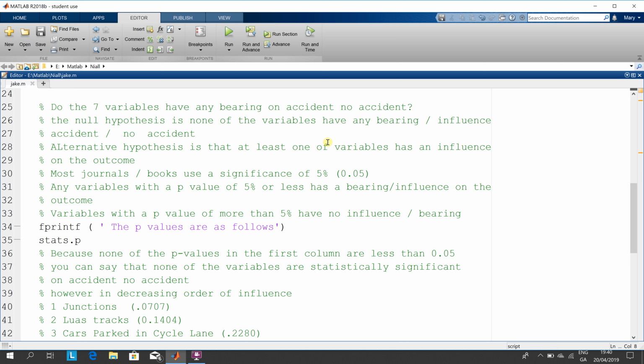The null hypothesis is that they don't have any, and the alternative hypothesis is that at least one of the variables has an influence. And the significance level that most journals, most papers would use is 5%. So any variables with a p-value of 5% or less, we say has a bearing or an influence on the accident, no accident. And if it's more than 5%, they don't have any bearing or influence. So, what are these p-values?